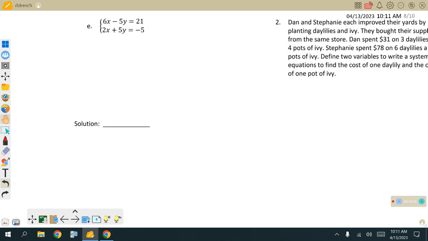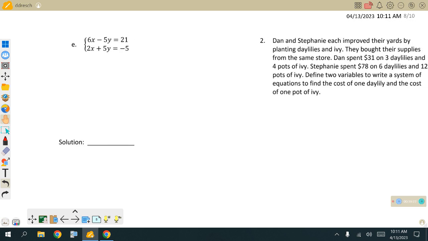Okay, don't forget about right here, as Grace pointed out, the y's are opposites, so we can go straight to adding these together. And what do we got? 8x equals, and then boom, we're done with x, aren't we? X equals, yep. Don't forget about opposite coefficients. We didn't have to do anything there.